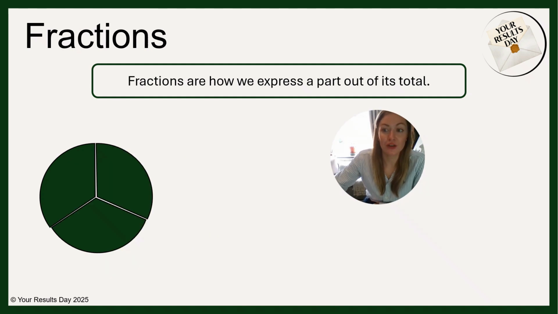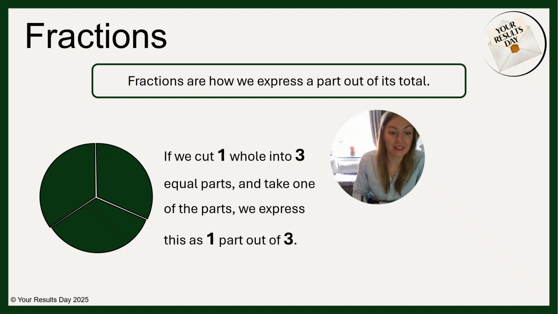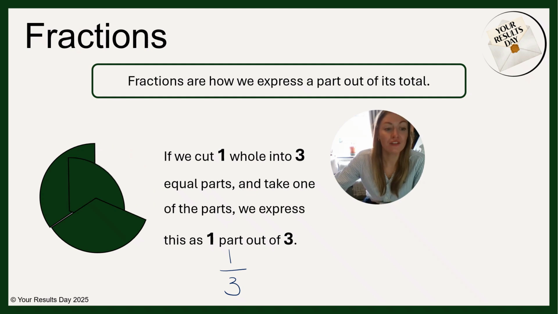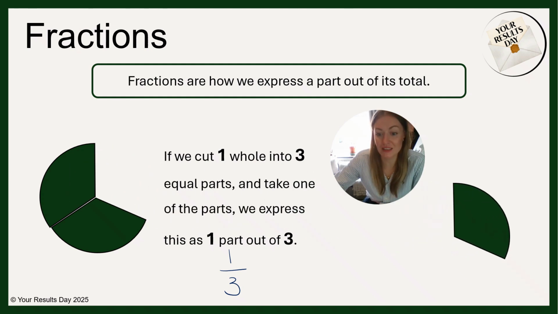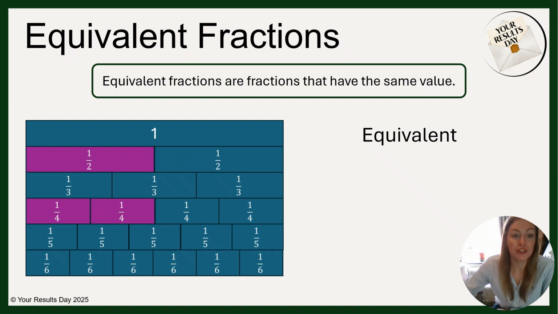Likewise, if I cut the circle into 3 equal parts, we would express each part as 1 out of 3, which you might be familiar with as the fraction 1/3. And if I take one of those pieces, I have taken 1/3 of the circle. Equivalent fractions are when you have two fractions that look different, they have different numbers in, but are actually worth the same value. We can use a fraction wall to help us out.